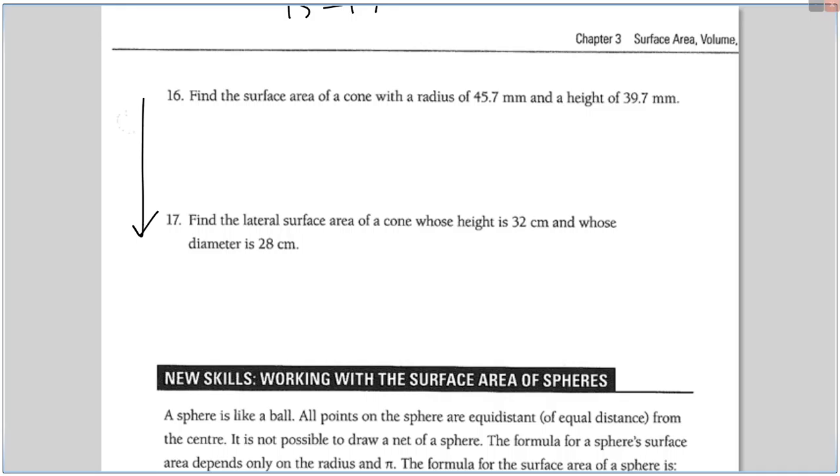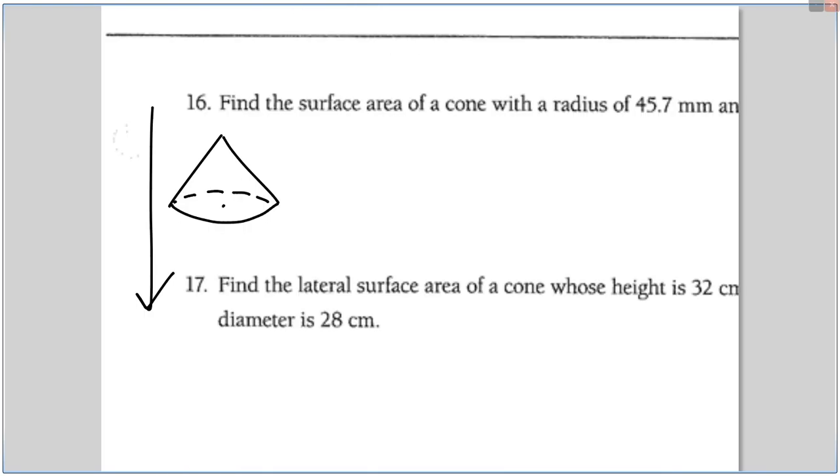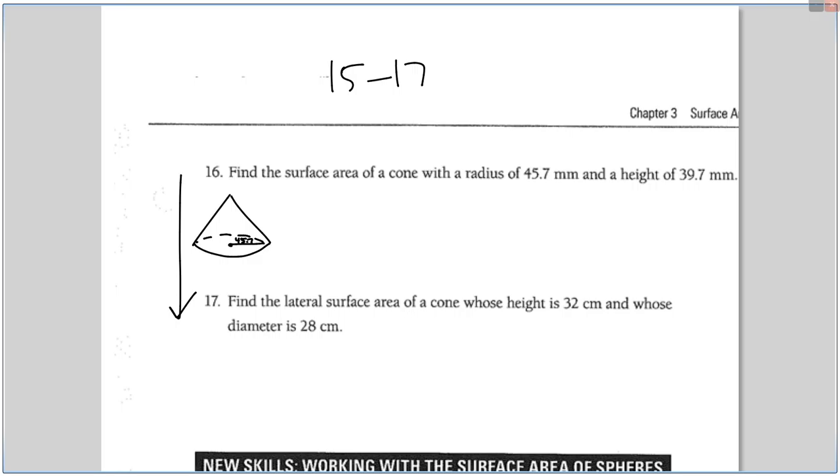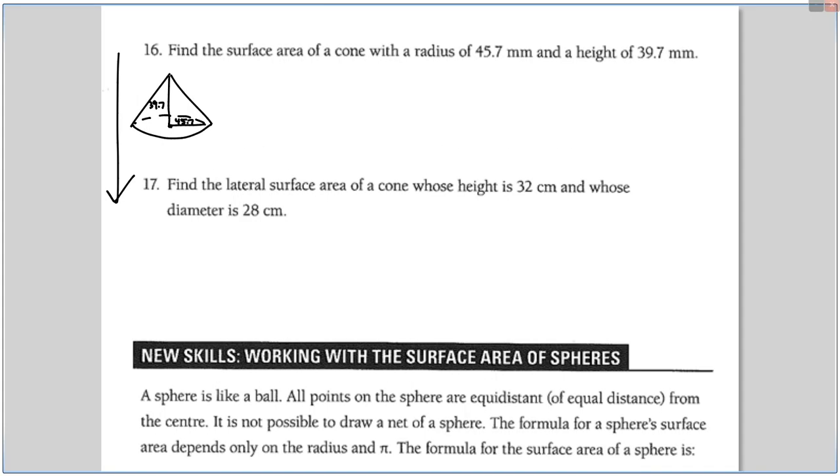Okay, I'm going to put up the answers to 16 and 17 as well. So this one's got radius 45.7 and height 39.7. So this is an identical question. Okay, so I'm not going to bother doing it. Do Pythagorean theorem, get the slant, pump it into the formula.